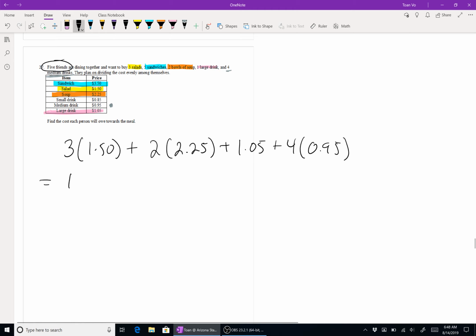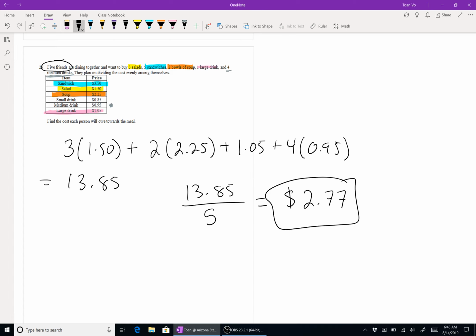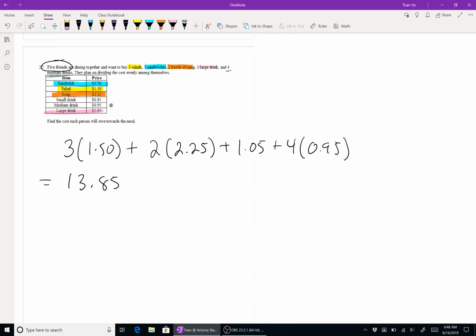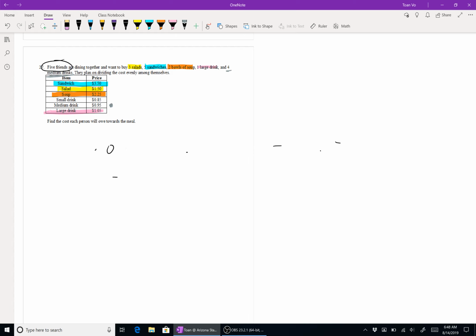So I got a total of $13.85. So that's a grand bill, but if 5 friends are splitting this together, you got to divide it 5 ways. So that gives a total of $2.77 per. Oh, actually no, I forgot the sandwiches. Ha ha ha. Ignore everything I just said. I forgot the sandwiches. I knew that number didn't look right, so let's start over.